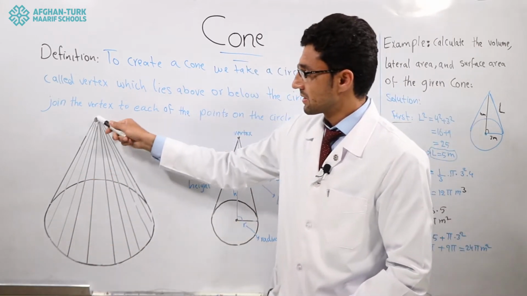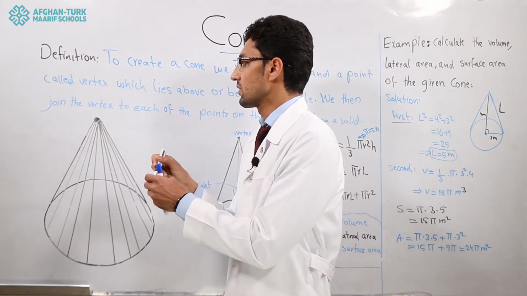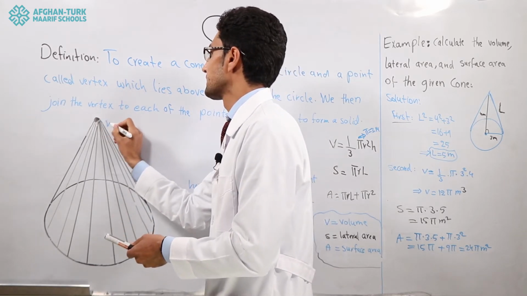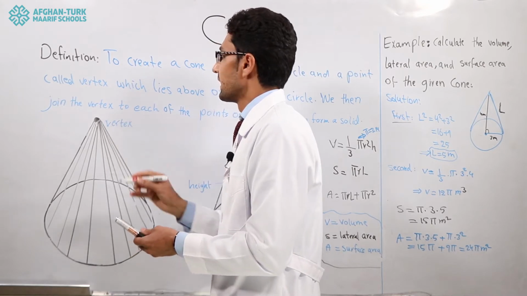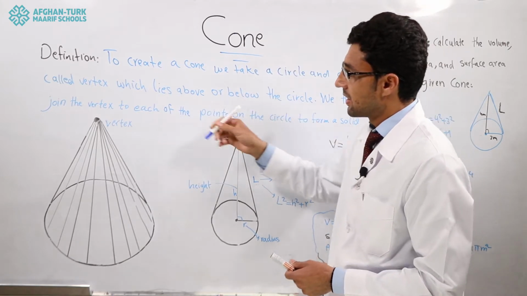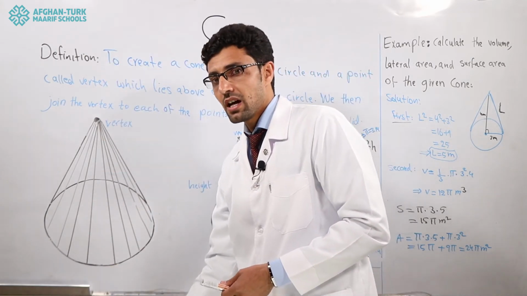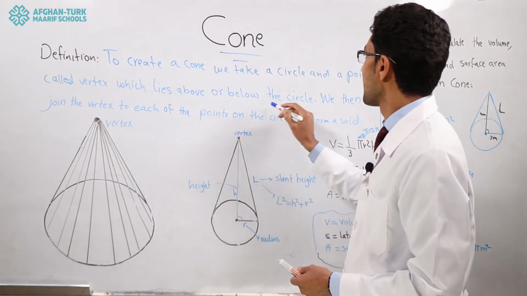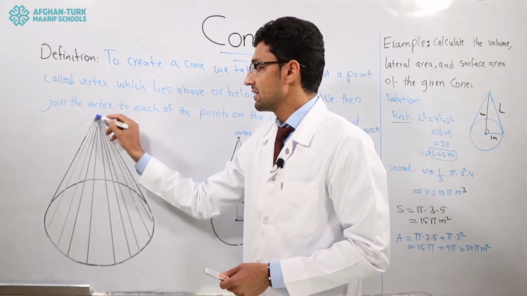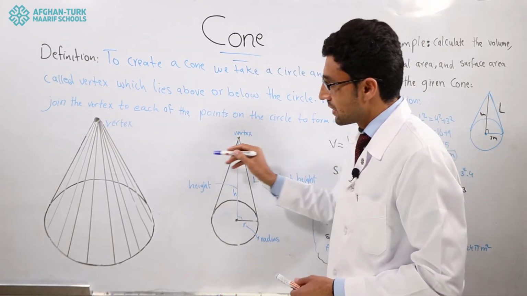And a point. What do we call this point? Vertex, which lies above or below the circle. This vertex can be up or can be down of the circle. We then join the vertex to each of the points on the circle.